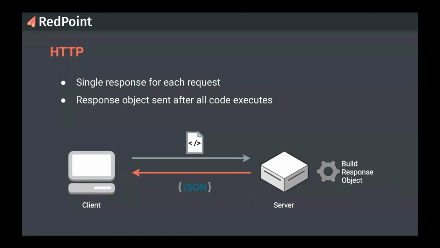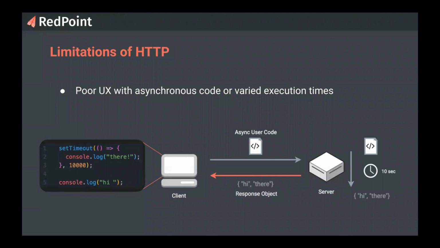So our early prototype used a simple HTTP protocol where the client would edit code in their browser and submit it for execution on the server. And during the execution of the user's code, we built a response object, serialized it, and returned it to the client for rendering. And while this worked pretty well for simple code, it presented a very poor user experience when provided with asynchronous user code.